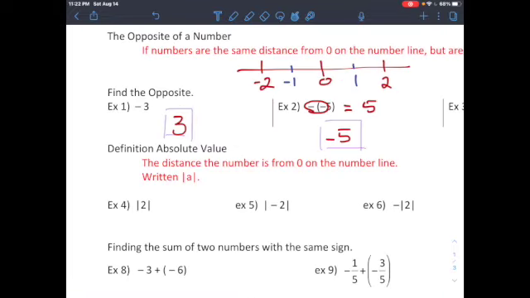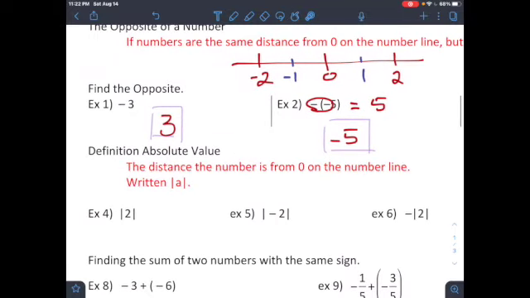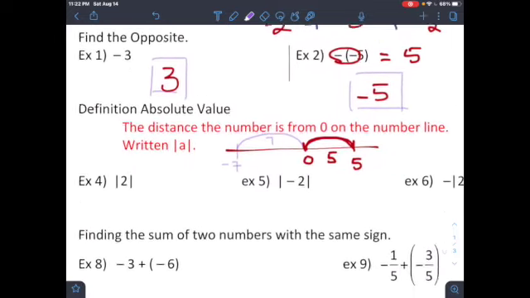The next one is the definition of absolute value. The absolute value of a number is the distance the number is from zero on the number line. So if this is 0, and this is, let's say, 5, the distance between them is 5. That is the absolute value. And when you have a distance from -7 to 0, that is going to be +7. So those are the distances you are talking about.